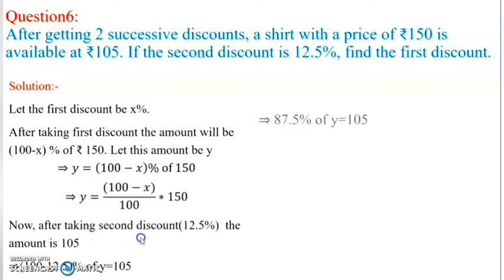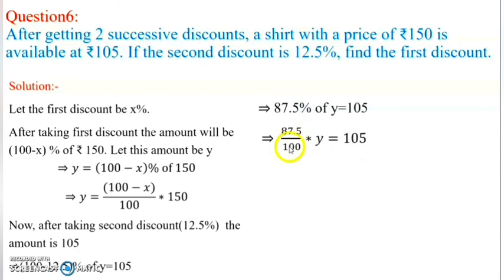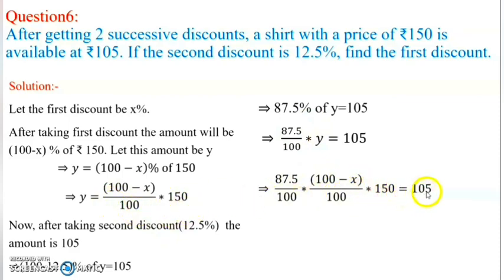So this will give you 87.5% of Y is equal to 105. This is in percentage again, so we'll have to convert it into amount. So this will be 87.5 upon 100 into Y is equal to 105. Now I will substitute this Y from here. So this will be 87.5 upon 100 into (100 minus X) upon 100 into 150 equal to 105, and my aim is to find this X. So I will have to keep this (100 minus X) on the left hand side and take all the other terms on the right hand side.